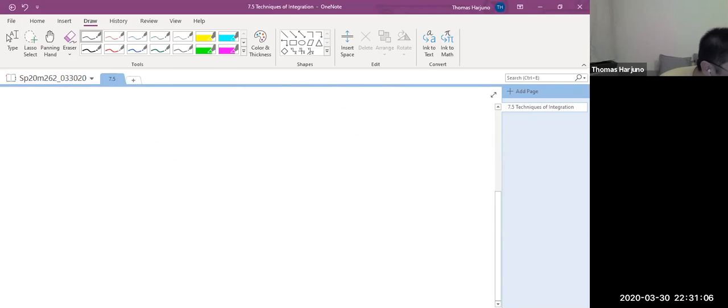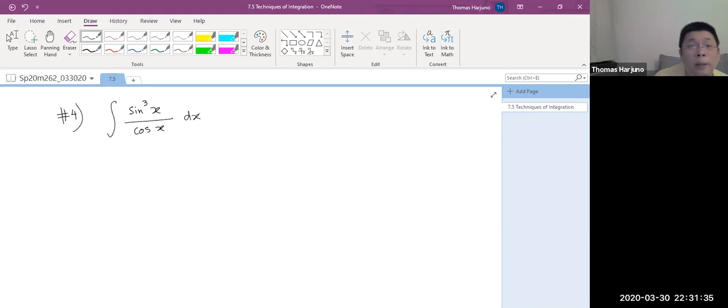Let's see, how about number 4? Number 4, the integral of sine cubed x over cosine x dx. Honestly, I don't know what to do here. Let's see. You know what? I think I have an extra sine to work on.